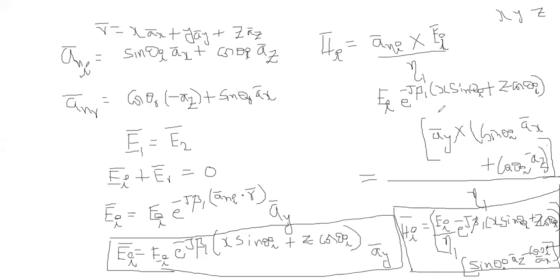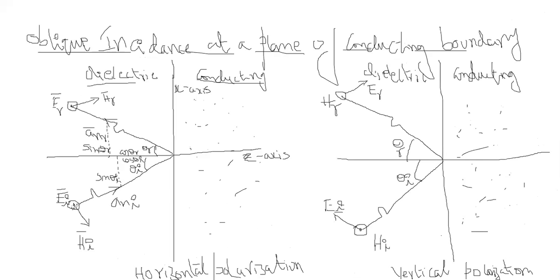See, there is no need for all these calculations here. Whatever EI we have, EI into e power minus j beta 1 (x sin theta I plus z cos theta I), what is the multiplication factor? You have to take it from the right angle triangle. Apply a right angle triangle here. See, I draw a perpendicular line, and let's assume this is a right angle triangle. For this theta I, sin theta I is the opposite side, and cos theta I is here.